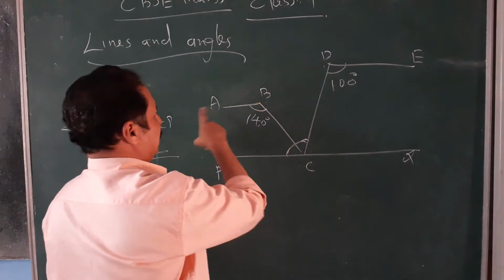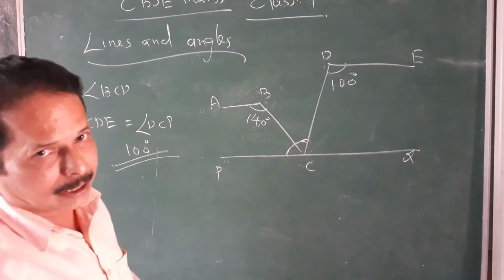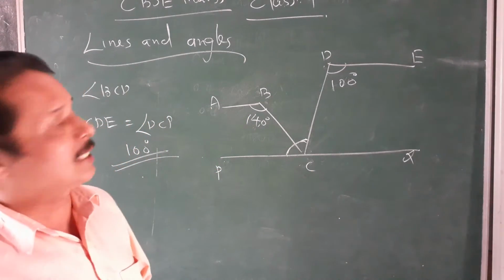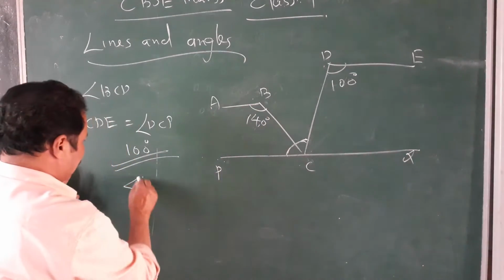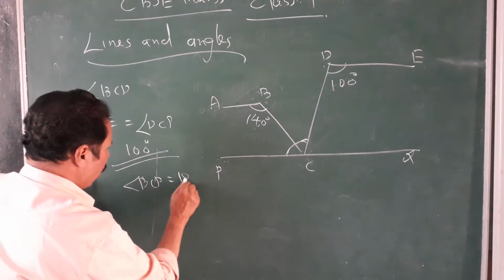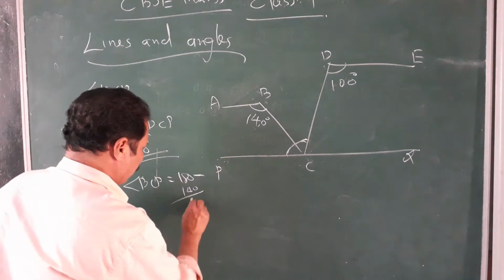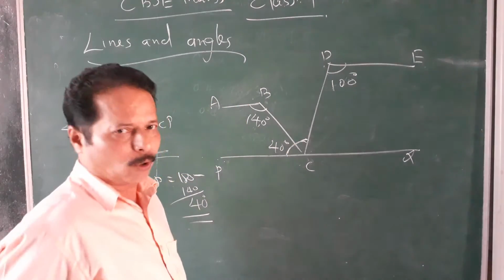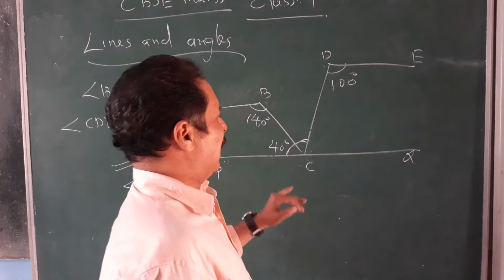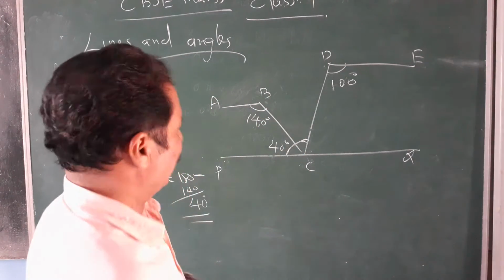ABC and BCP are co-interior angles, or angles on the same side of the parallels. Therefore, co-interior angles are supplementary, so angle BCP equals 180 minus 140, which is 40. This is 40 degrees. So the total angle DCP is 100 degrees, and BCP equals 40 degrees.